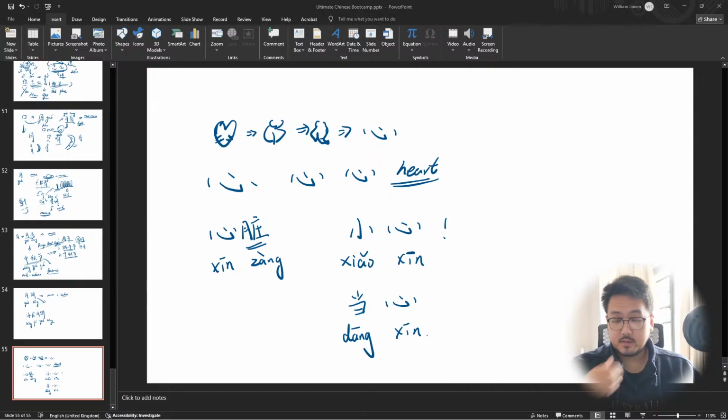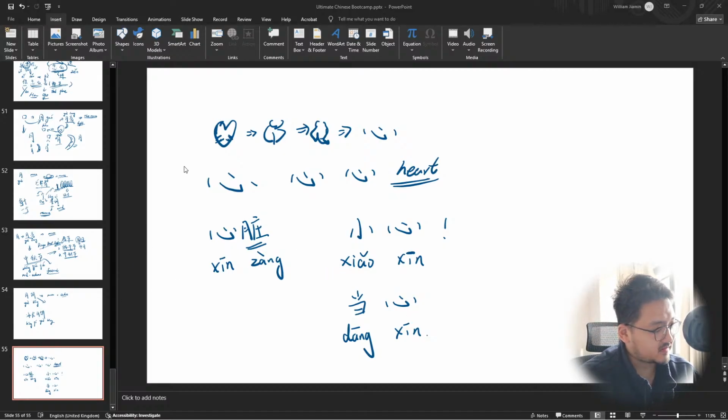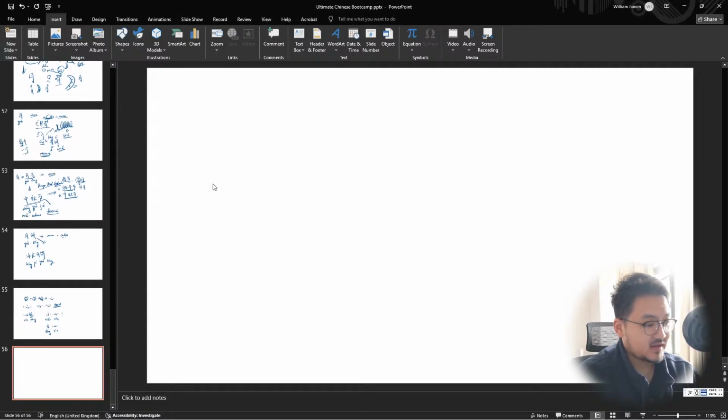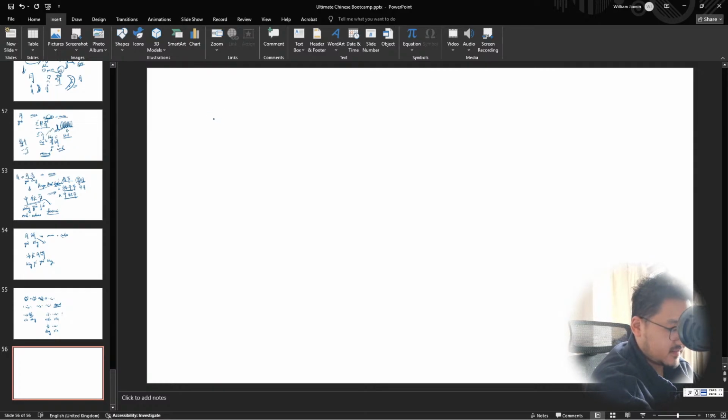Okay, so let's continue. As I mentioned, this heart can have a lot of inferred meaning. Basically, everything that connects to the feeling of your heart, we have some expression out of it. For example, we can say, I'm so happy. That means you open your heart, okay?